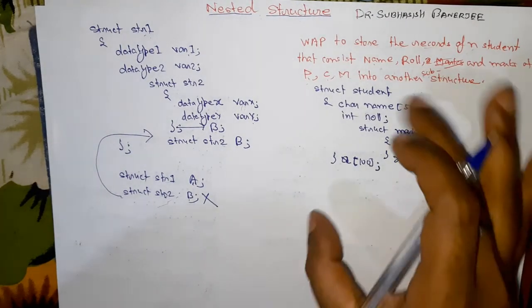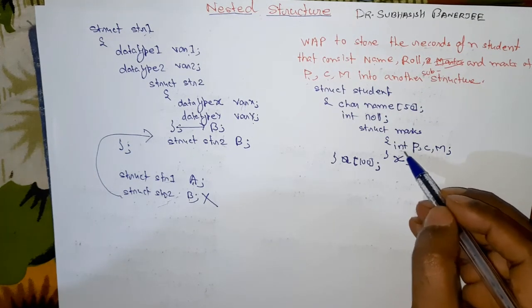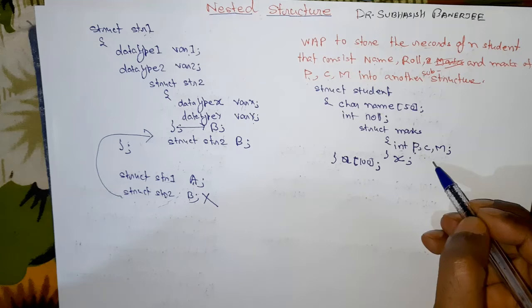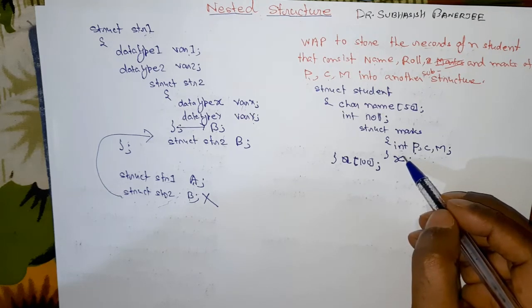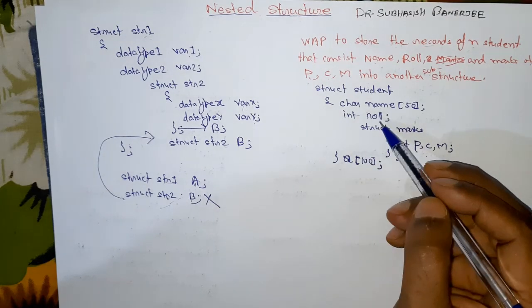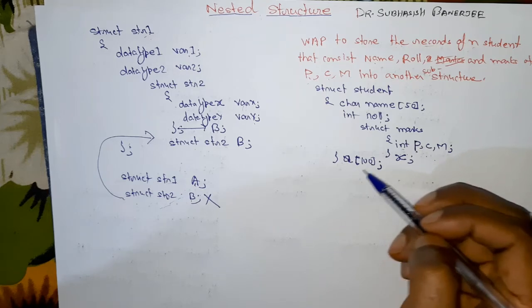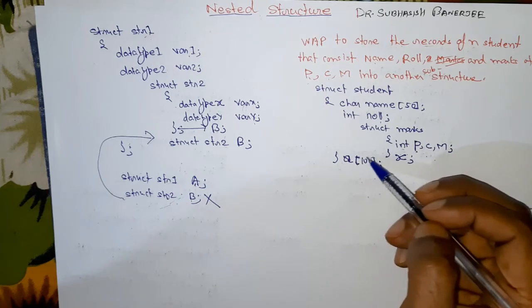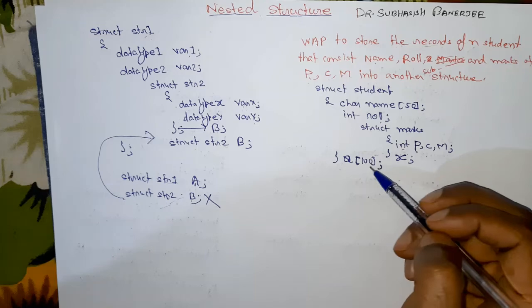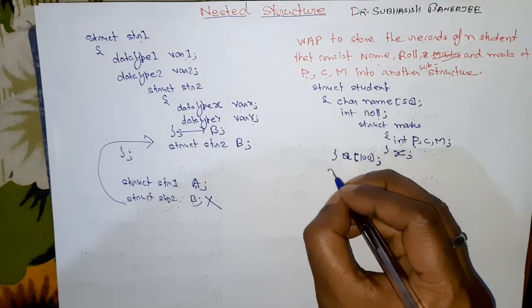Okay, is this structure ready? A variable has already been declared for accessing the marks of physics, chemistry, and mathematics. This x is the instance of the structure marks. Similarly, for the name and roll number, we need the variable. Here we're going to store the record about n students, so we have specified the array with a maximum size of 100. Now we have to define the main function.